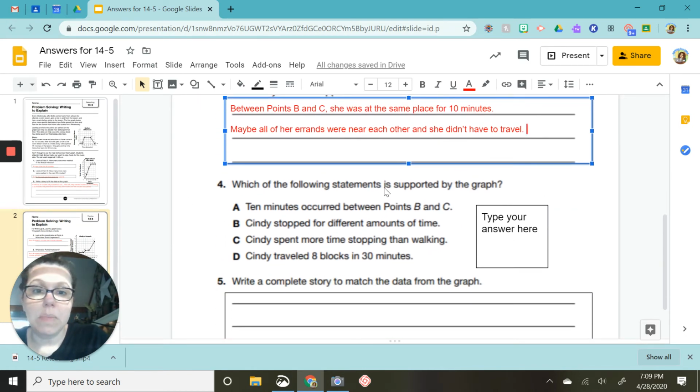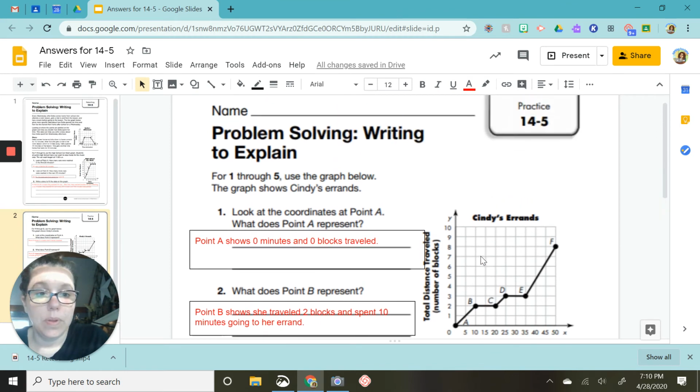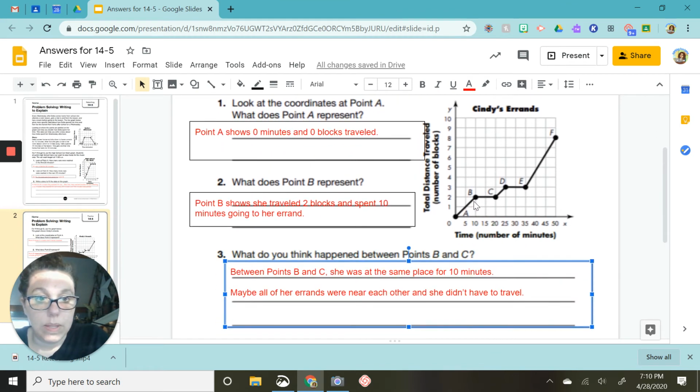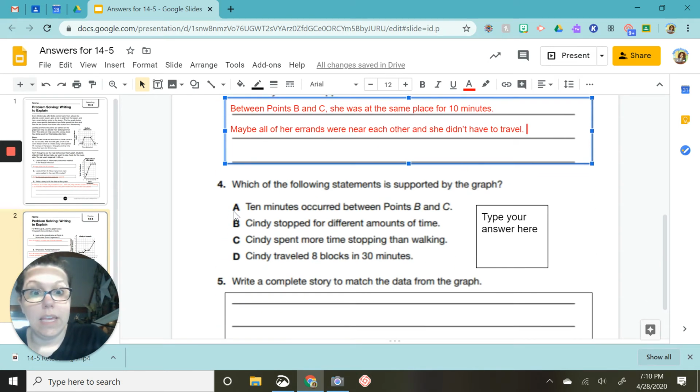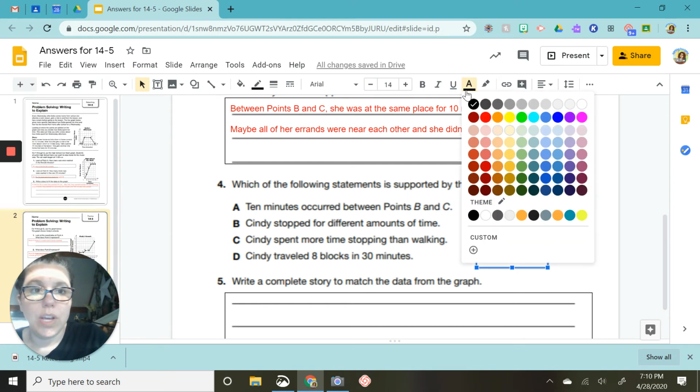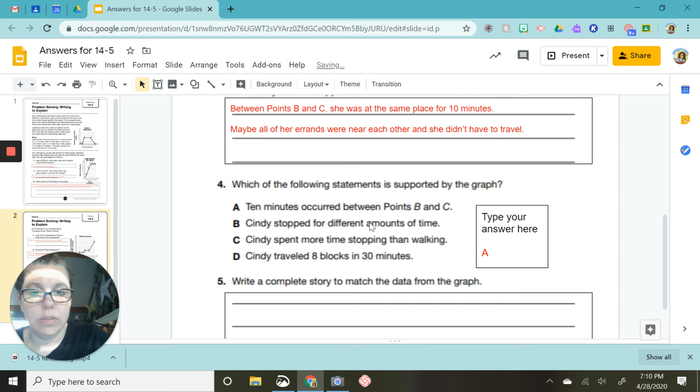Which of the following statements is supported by the graph? 10 minutes occurred between points B and C. Well, let's see. Between 10 to 20, is that 10 minutes? Yes. Got an answer of A already. I'm going to go ahead and write my answer of A in the box, but I do want to go and check and make sure there's not two answers.